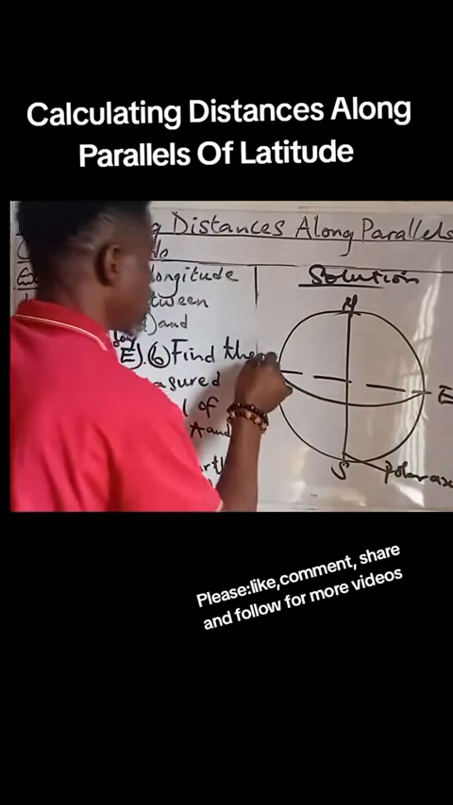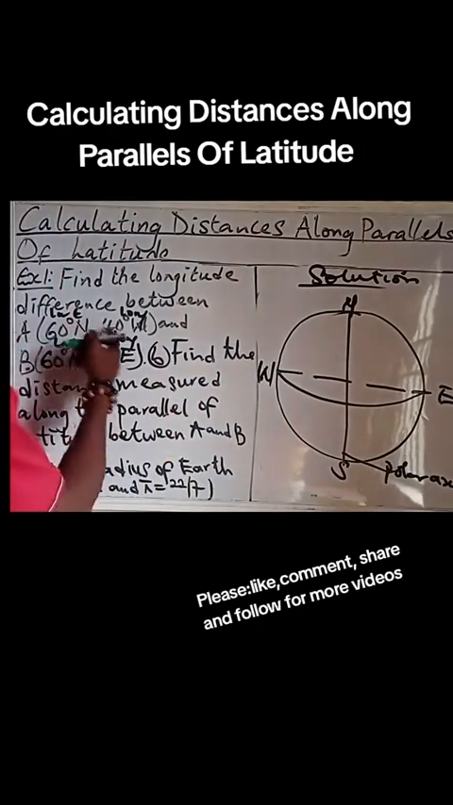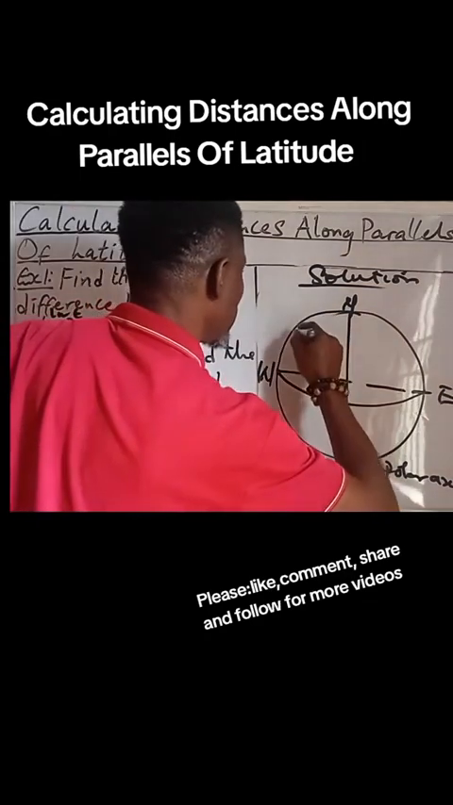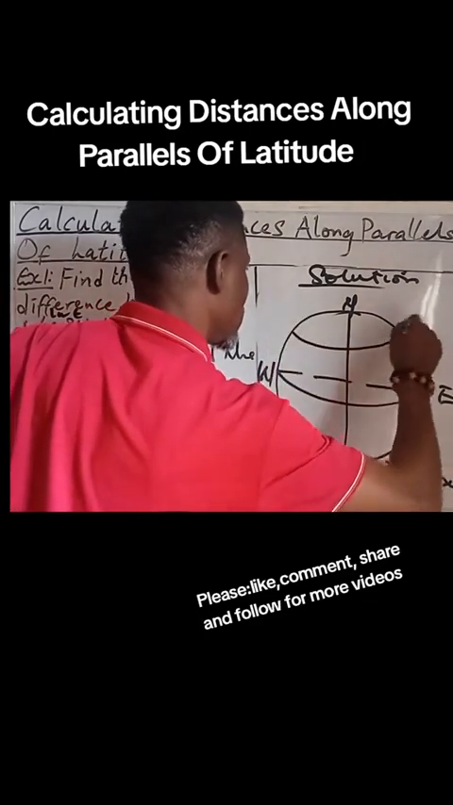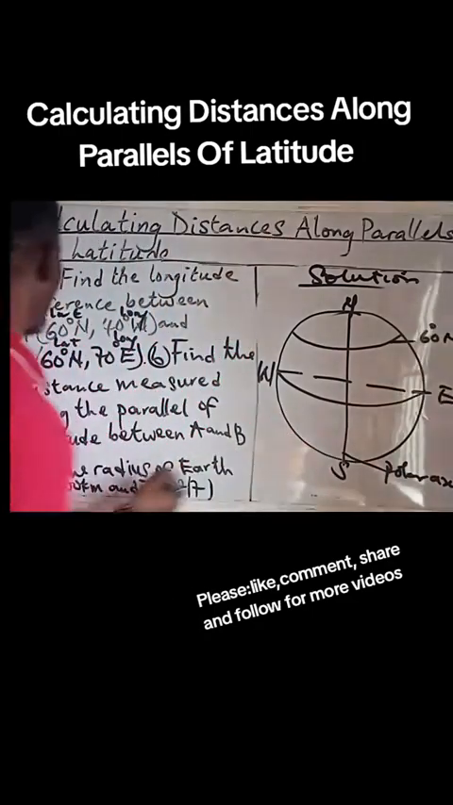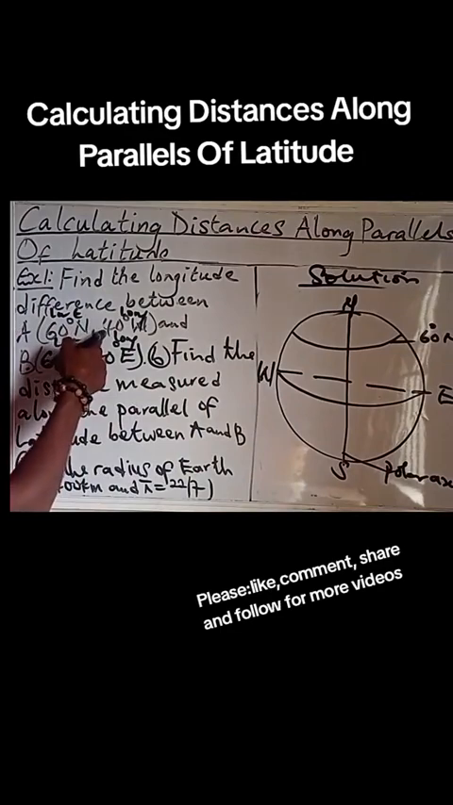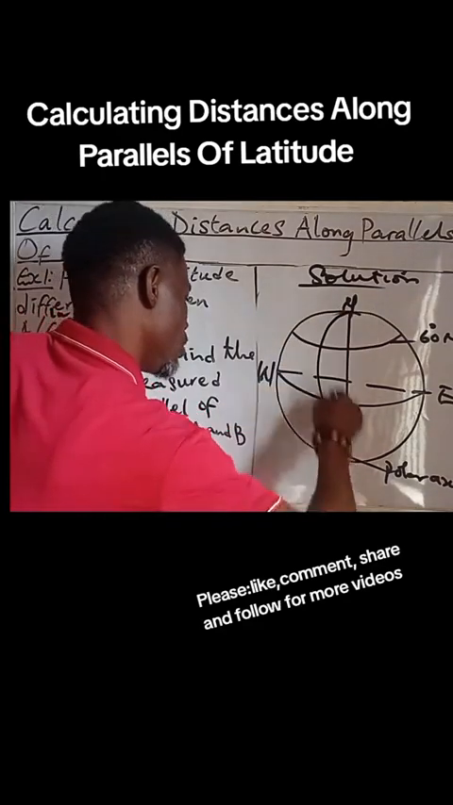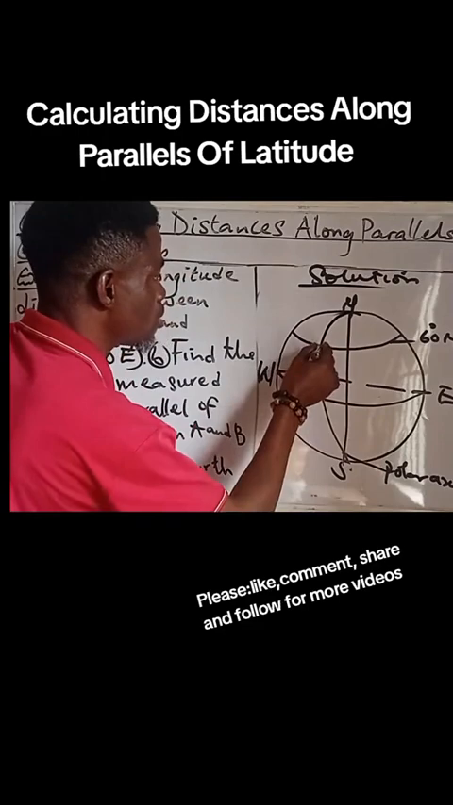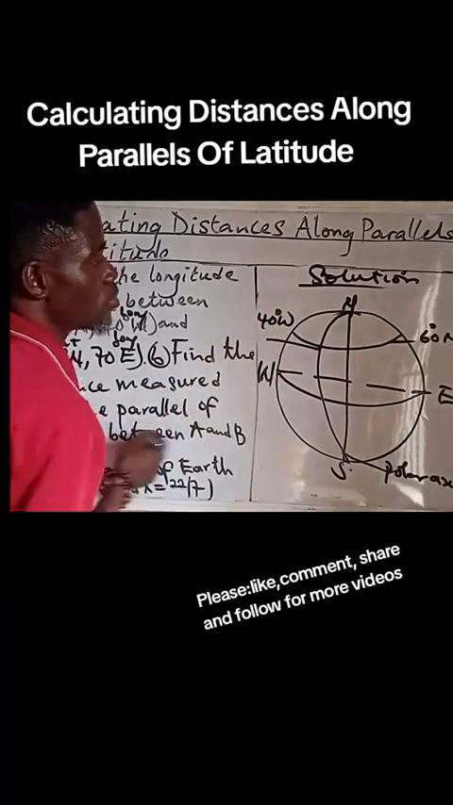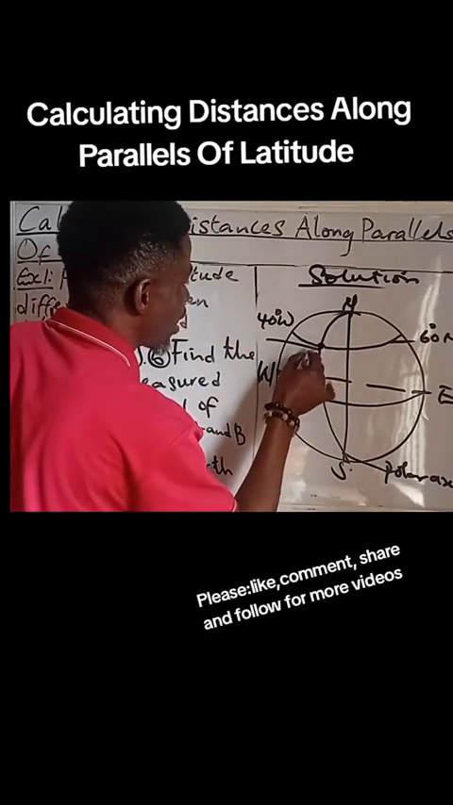This is east, and this is west. According to this question, this is point A. Latitude what? 60 degrees north, so this is north. Just draw latitude 60. Then longitude what? 40 degrees west. This is the western side. So just draw 40 degrees west. This is the point of intersection, as well as A.